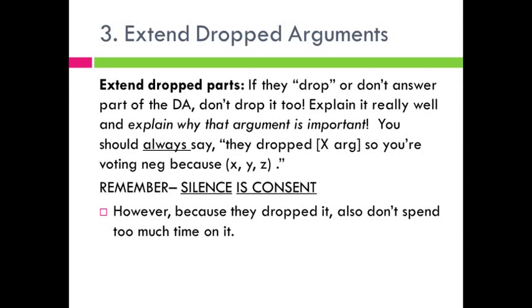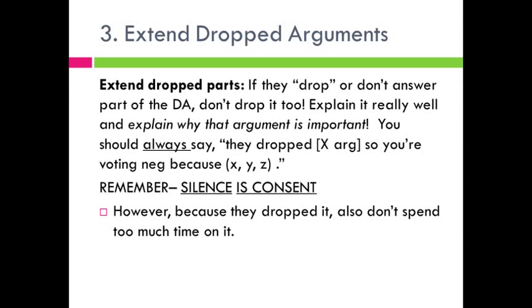So extending dropped parts. If they drop or don't answer a part of the disad, don't drop it too. Just like cross-ex, don't Vegas, right? What we say, like, what happens in Vegas stays in Vegas. Well, what happens in cross-ex shouldn't stay in cross-ex. It should go in your speech. And what fails to happen in the AF speech, in the 2AC, shouldn't also happen in your speech, the 2NC, the 1NR, or the 2NR, right?